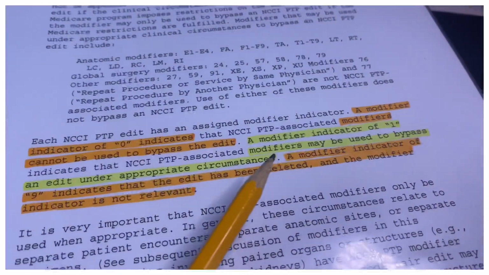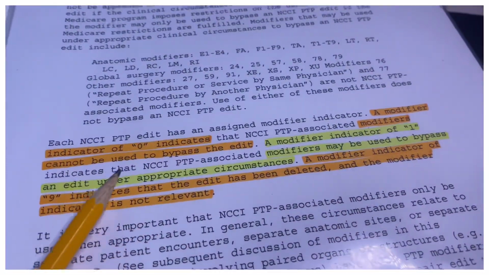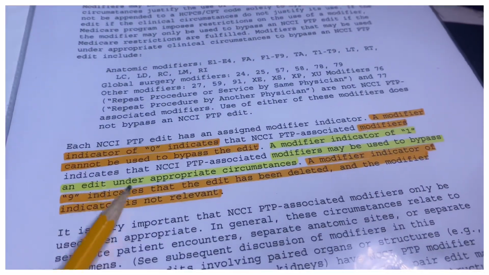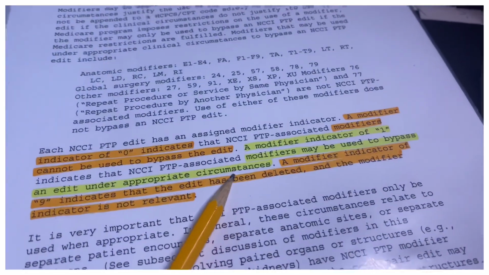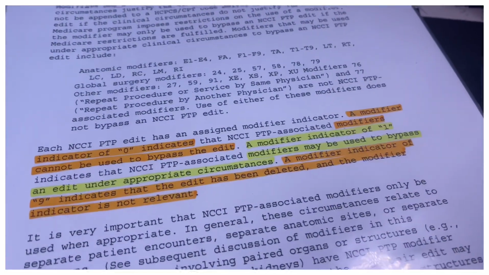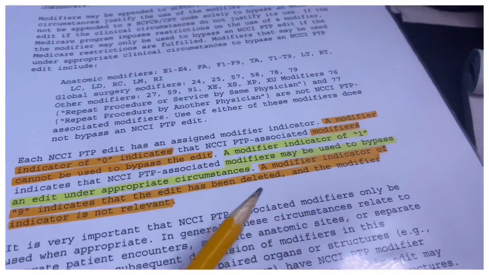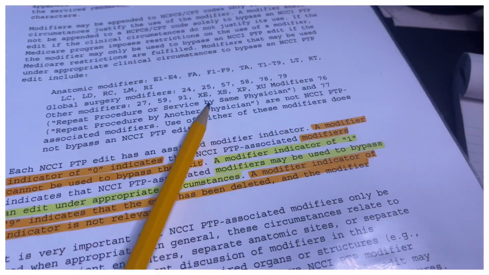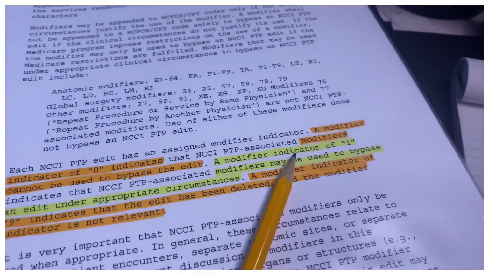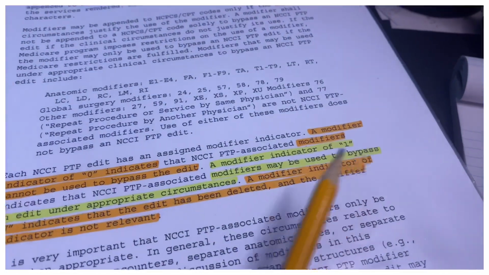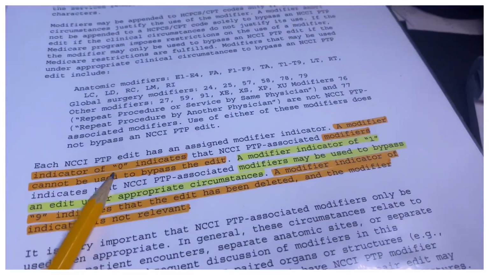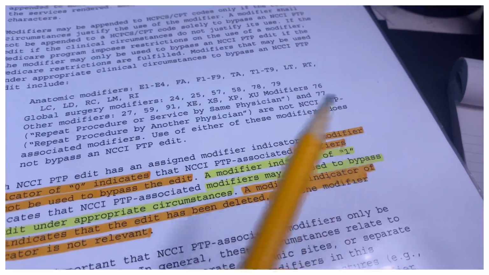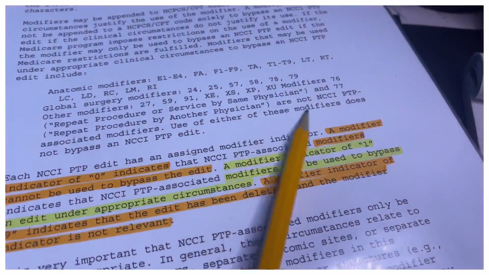A modifier indicator of 1 indicates that NCCI PTP associated modifiers may be used to bypass an edit under appropriate circumstances. So not all circumstances, but you just have to make sure that it is medically necessary to report both those services with one of these modifiers. So 59 or one of the X modifiers. And that is what an indicator 1 says. So when I think of 0 and 1, if I see 0, that means no modifier at all. If I get a modifier indicator of 1, that means I can use one of these modifiers.